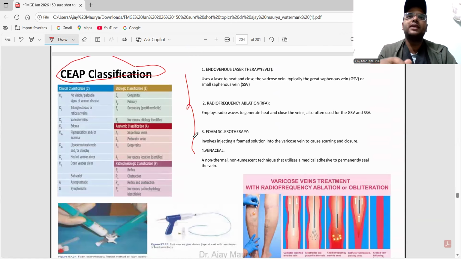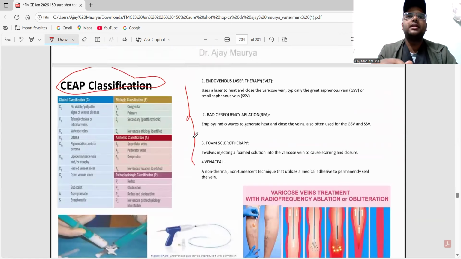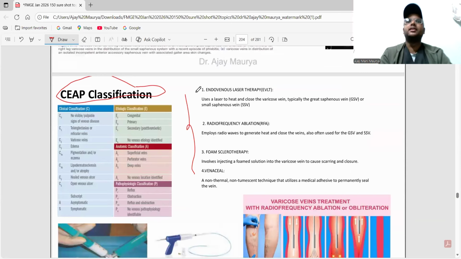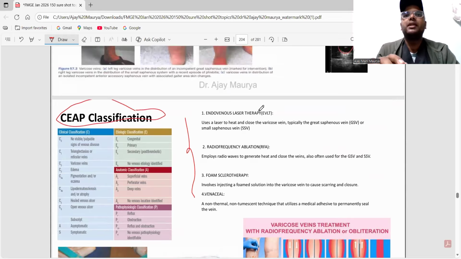Just remember the CEAP classification, and remember that endovenous laser therapy is what they are most commonly doing right now.